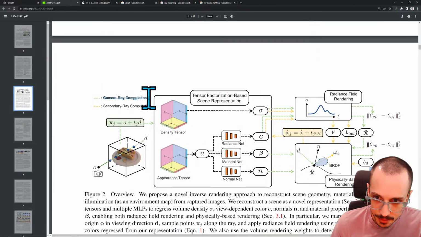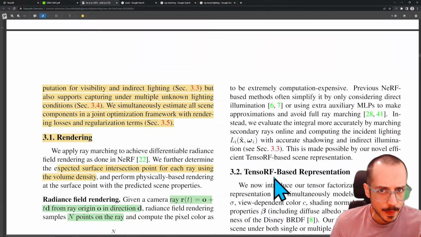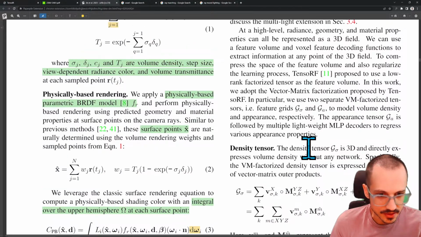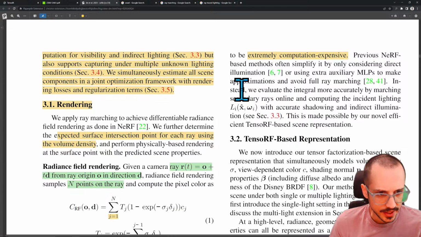Right, so camera ray computation, and then they're going to have second ray computations. So they're going to have 1 bounce of light. And these are extremely computationally expensive, yes. Ray-based rendering is very hardcore in terms of computation. "Previous NeRF-based methods often simplify it by only considering direct illumination, or using extra auxiliary multilayer perceptrons to make approximations and avoid full ray marching. Instead, we evaluate the integral more accurately by marching secondary rays online and computing the incident lighting."